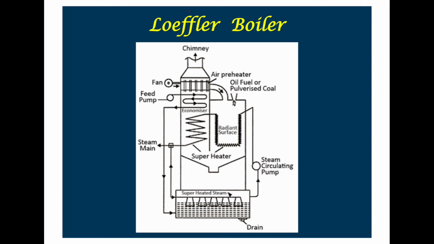Steam main is the superheated steam output portion, and the superheater is also located near the furnace chamber, and then the radiant surface, economizer, feed pump, fan, chimney, air preheater, oil fuel or pulverized coal are also located on the Loeffler boiler.